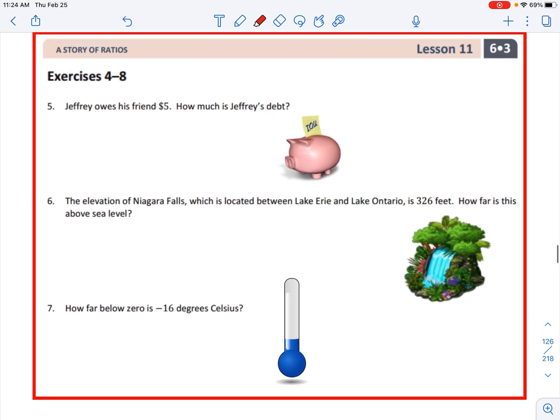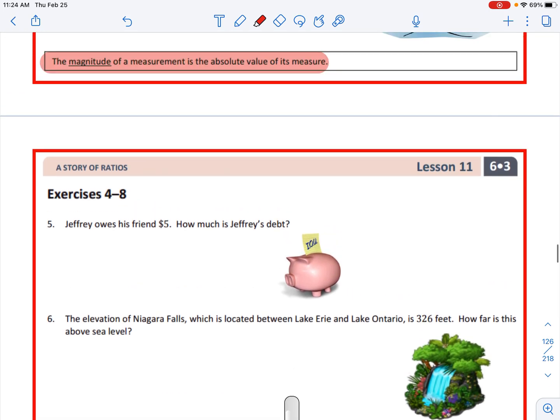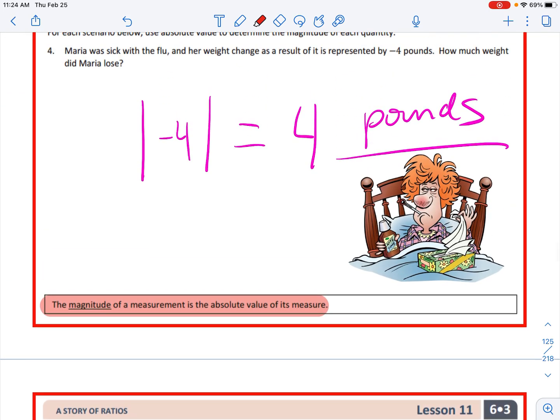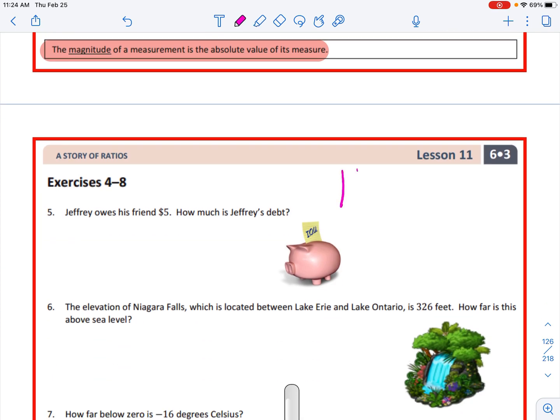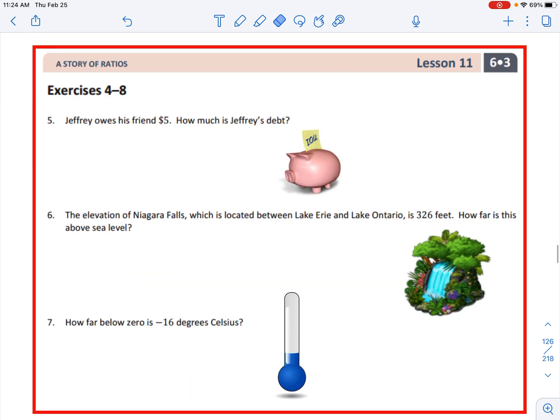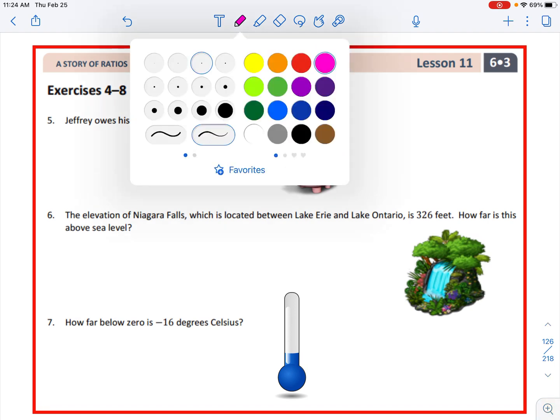What I want you to do is to pause the video and try 5, 6, and 7 on your own. Remember, you're going to do an equation that kind of looks like this. You're going to put the number between two lines and then tell me what the absolute value of that number is. So pause the video and then press play when you are done.